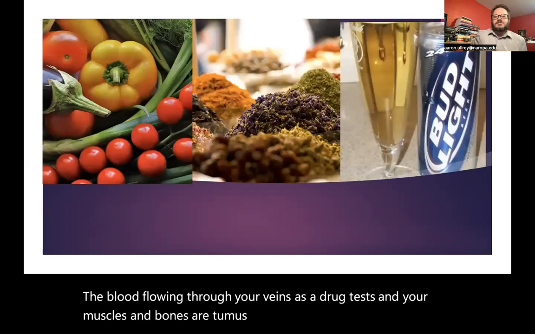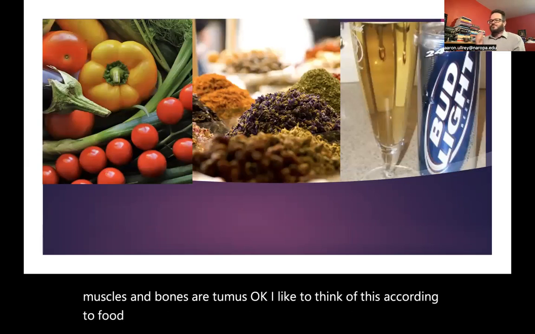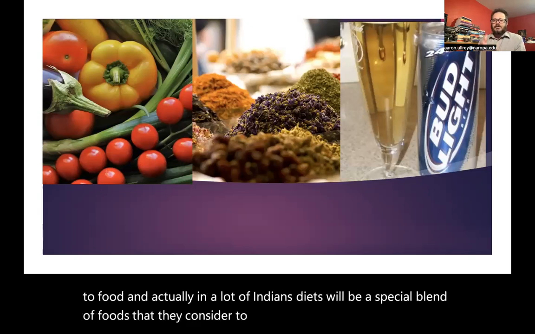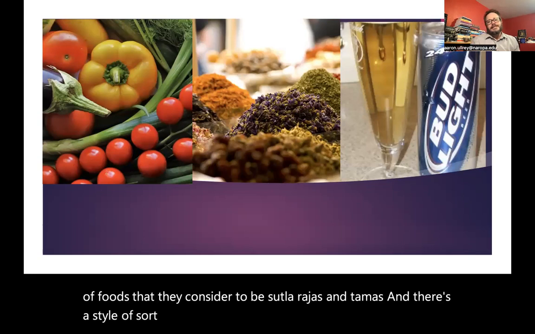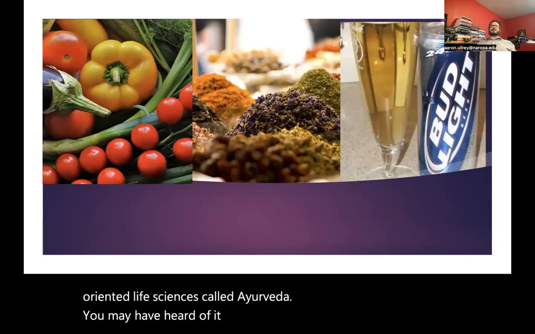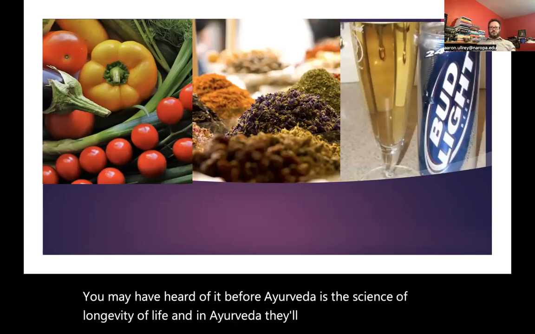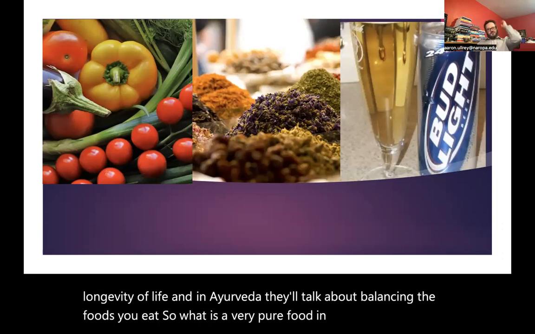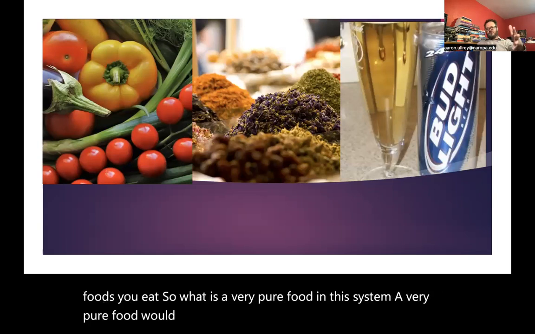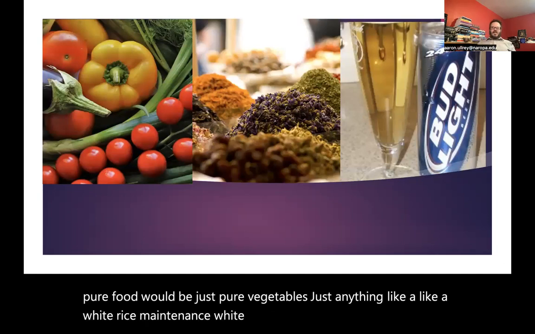Okay, I like to think of this according to food. And actually, in a lot of Indians' diets will be a special blend of foods that they consider to be sattva, rajas, and tamas. And there's a style of sort of Sanskrit language oriented life sciences called Ayurveda. You may have heard of it before. Ayurveda is the science of longevity of life. And in Ayurveda, they'll talk about balancing the foods you eat. So what is a very pure food in this system? A very pure food would be just pure vegetables. Just anything like a white rice, white rice maybe. But yeah, pure vegetables, ghee, which is clarified butter.